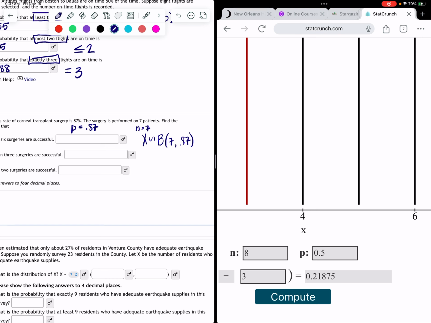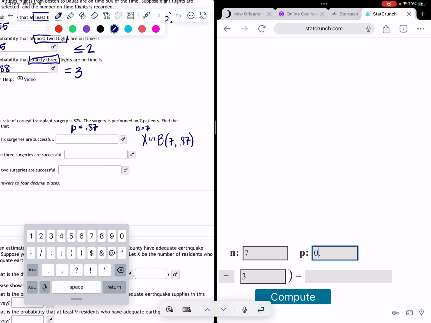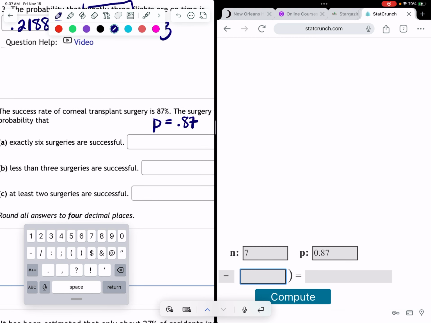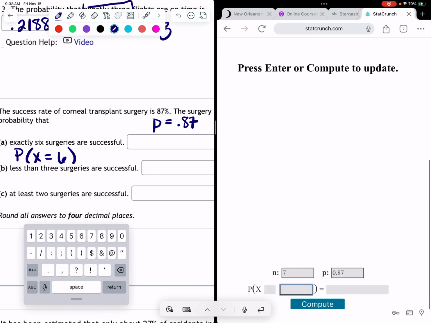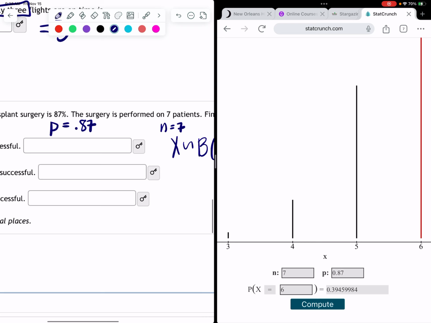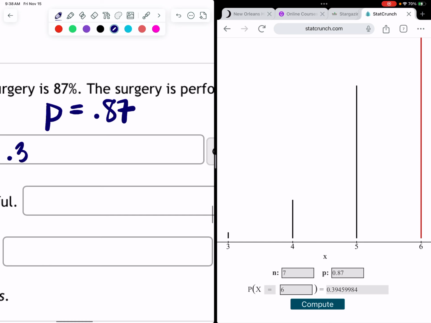I'm going to alter my StatCrunch. I have an N of 7. P is 0.87. I'm going to clear out what I had in the one from before. Now this says exactly 6 surgeries. So I want the probability that X is equal to 6. I still have my equal sign in there from the previous problem, so I need a 6, and I'm going to compute. So the probability that exactly 6 surgeries are successful is 0.3946.